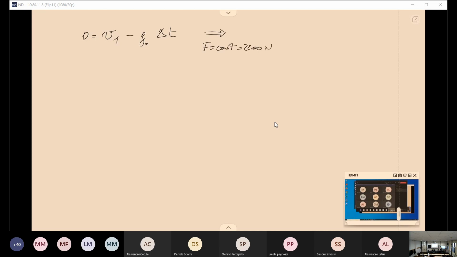It was 2200 Newton. This time is 146 seconds. You have the figures from the other practice class. We had that V1 was 1436 meters per second, and the altitude of burnout was about 50 kilometers.